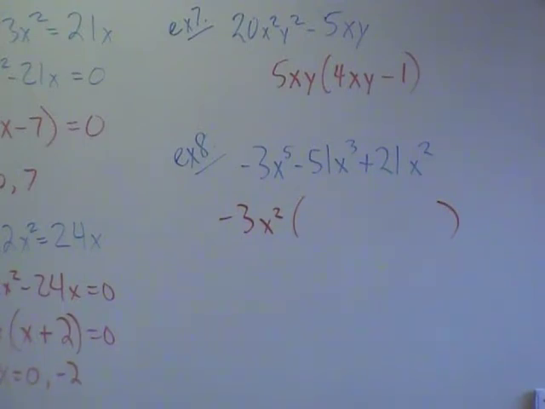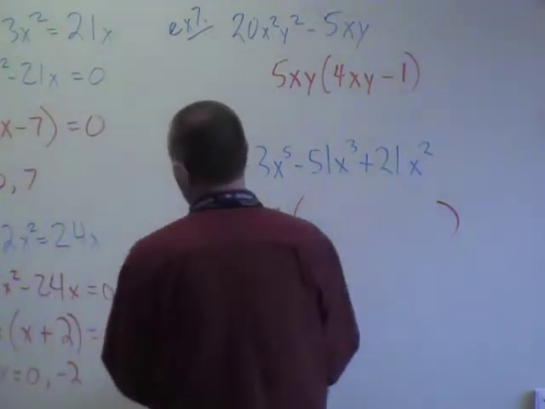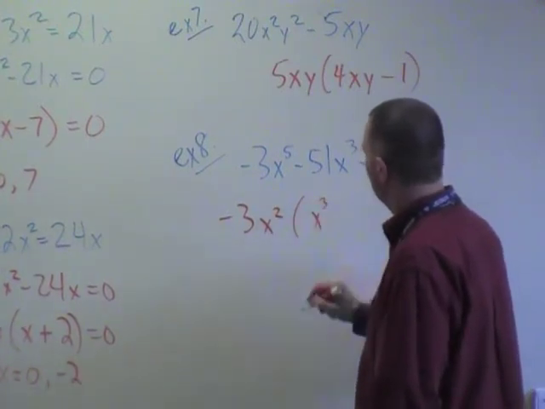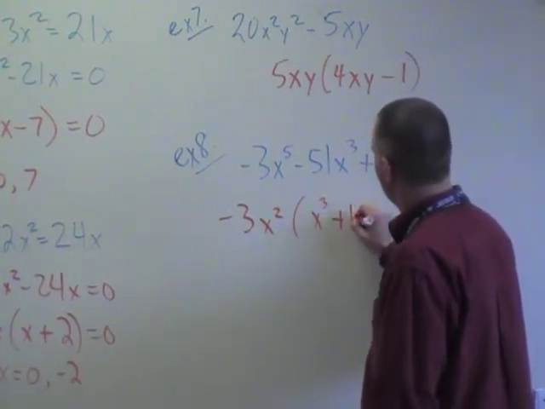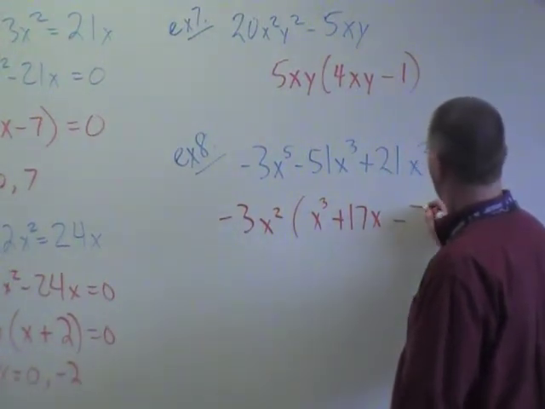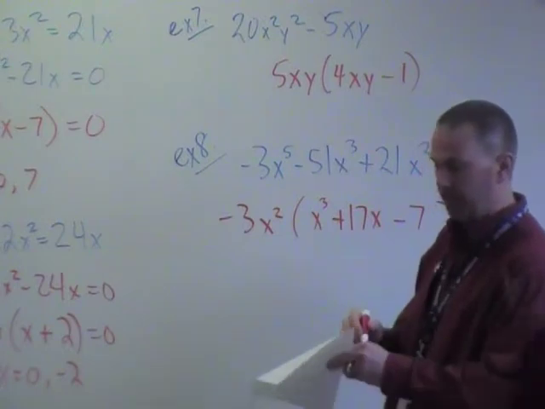Yes. So you just subtract the exponents and divide. Yeah, you subtract the exponents and you divide the number. So this is going to be x cubed. This will be plus 17x minus 7. You got it right.